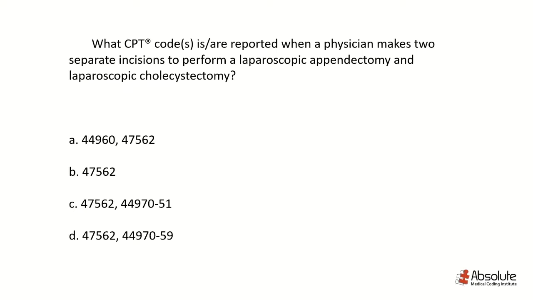And the answers are A, 44960, 47562, B, 47562, C, 47562, 4497051, and D, 47562, 4497059. What CPT codes are reported when a physician makes two separate incisions to perform a laparoscopic appendectomy and laparoscopic cholecystectomy? Thank you.